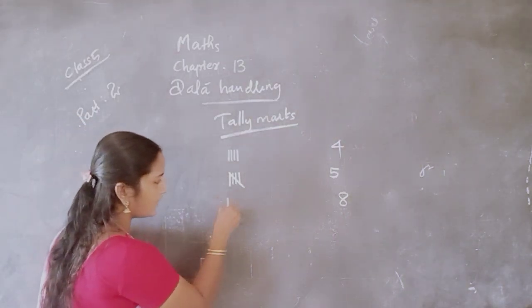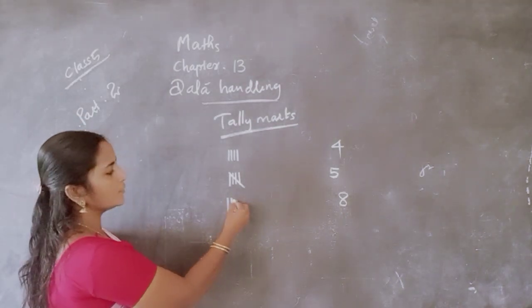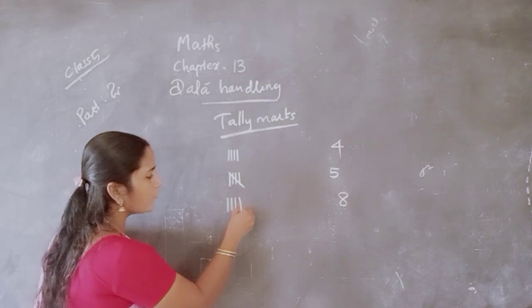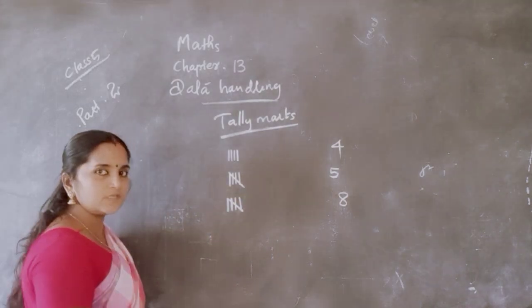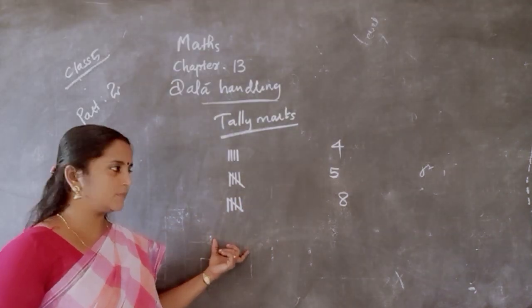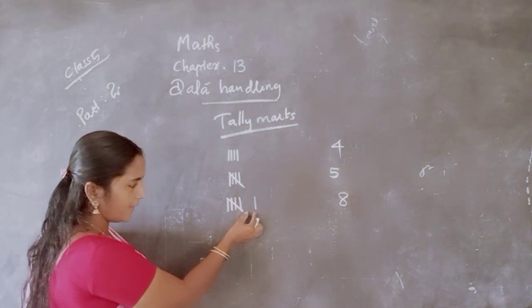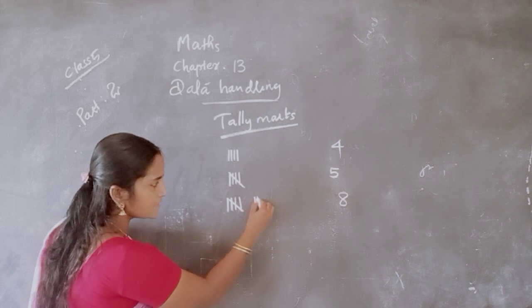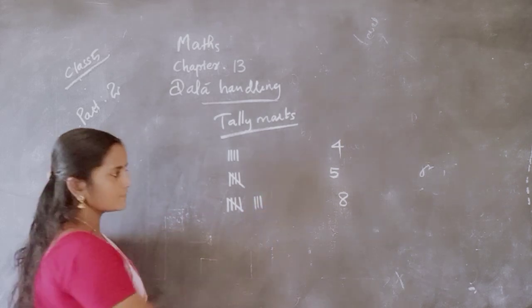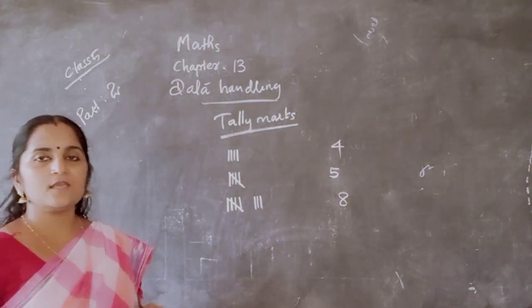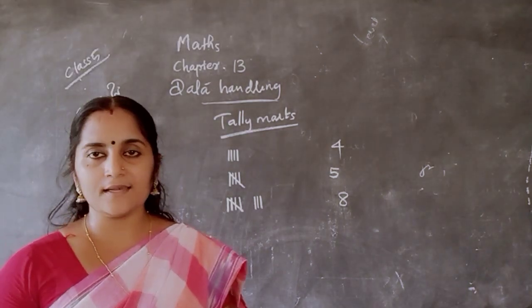Okay, then if we have 8, how do we represent it? First we draw like this 1, 2, 3, 4, 5. This is one group. Then to represent another group, leave a space, then 6, 7, 8. In this way we represent the tally marks.